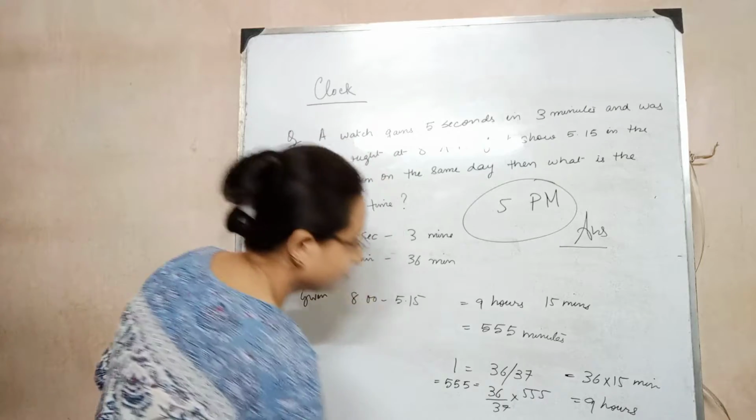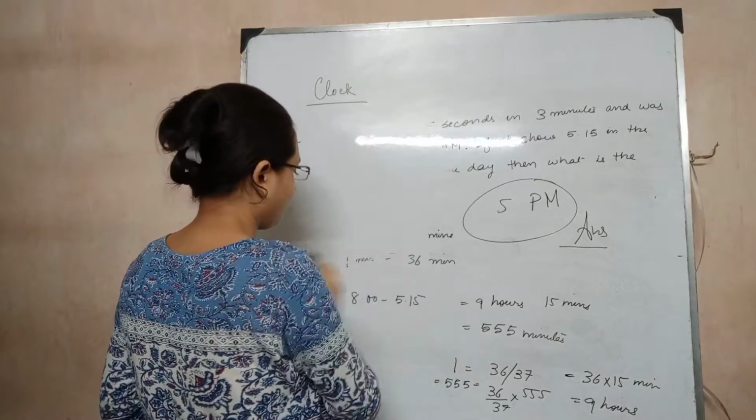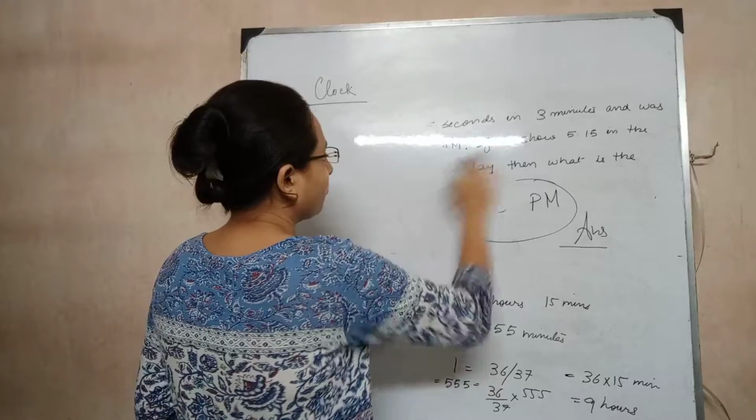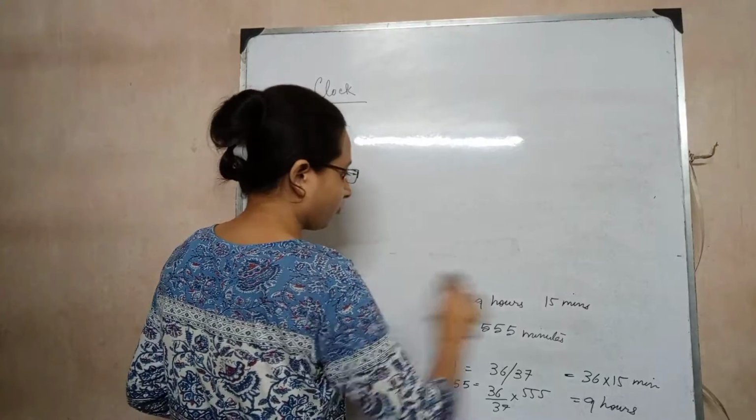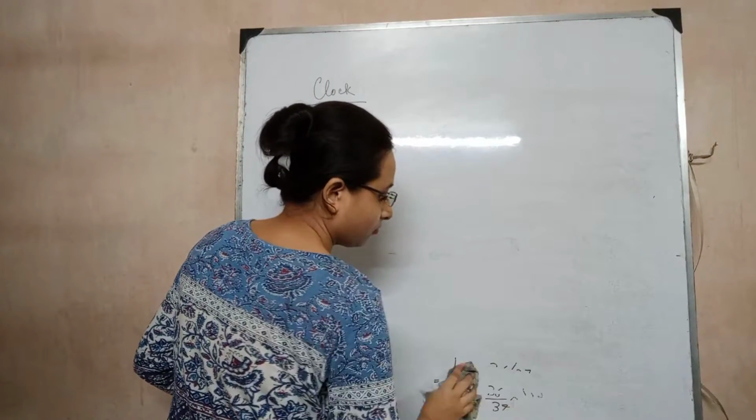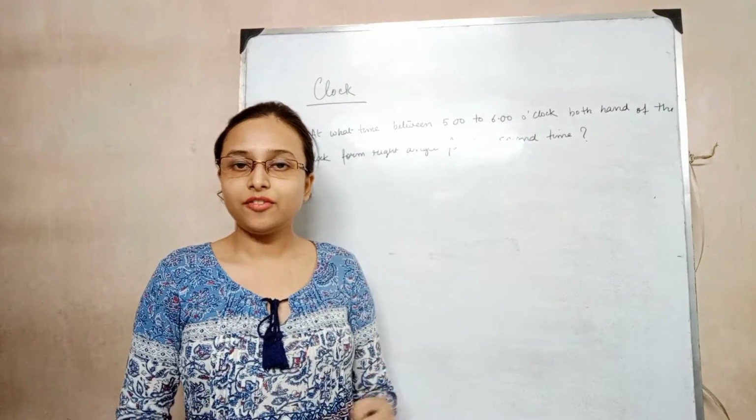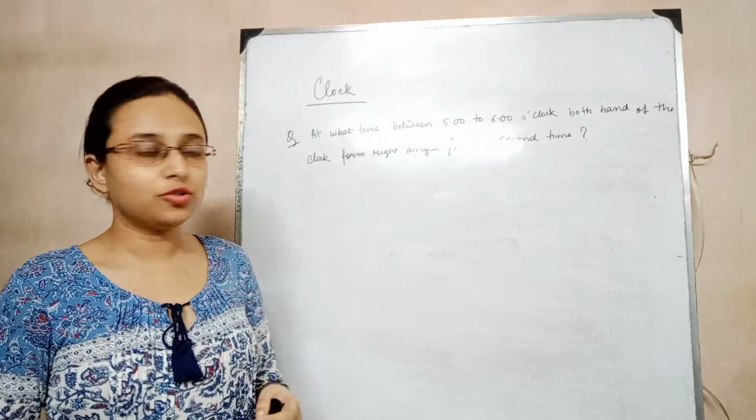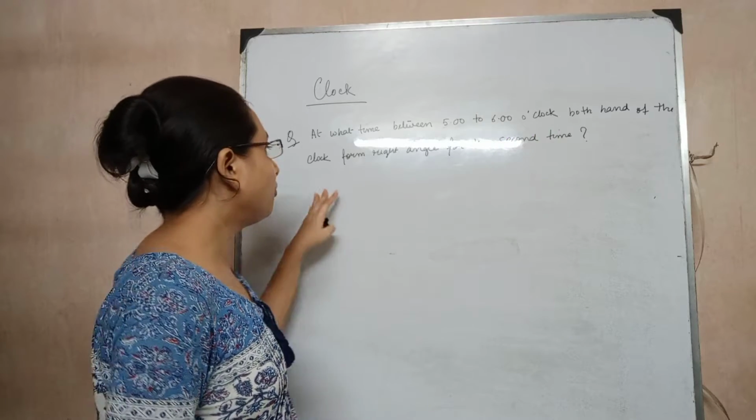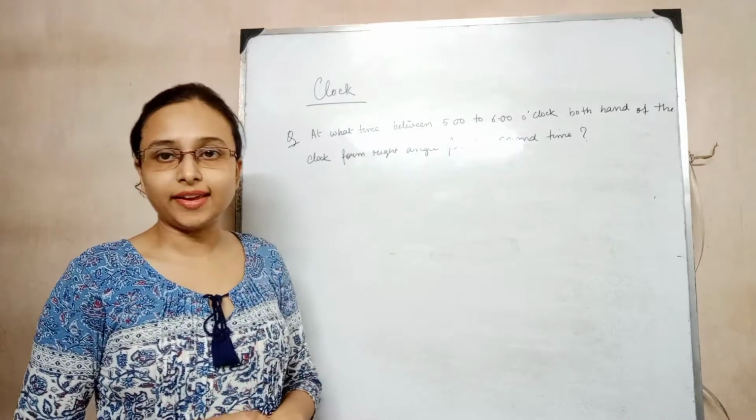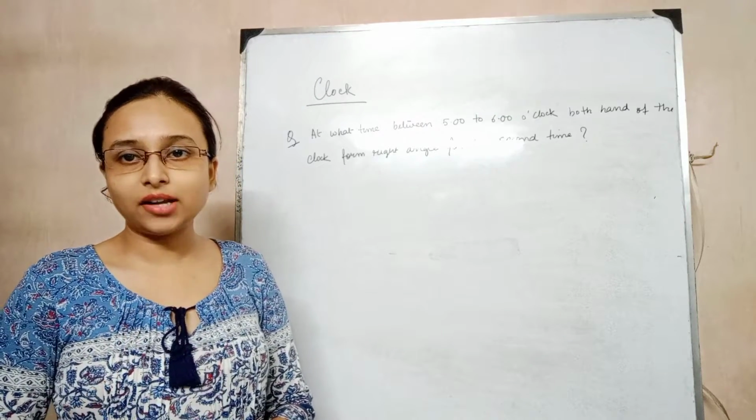I will erase this. I have already written down the next question for you all. At what time between 5 to 6 o'clock both hands of the clock form right angle for the second time? Now this is the question. We are provided with 4 options. Let me write down the options for you all.